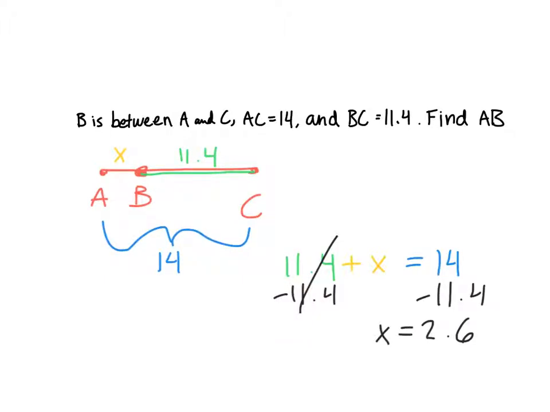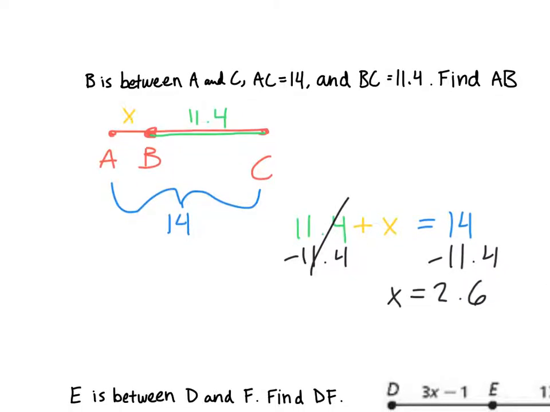Another way we could do this is just take 14 and subtract 11.4. And that would give us 2.6. You can do it either way. Okay?